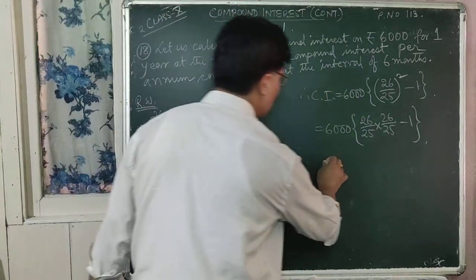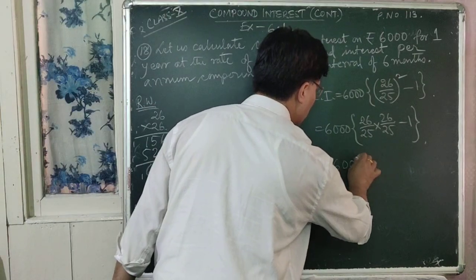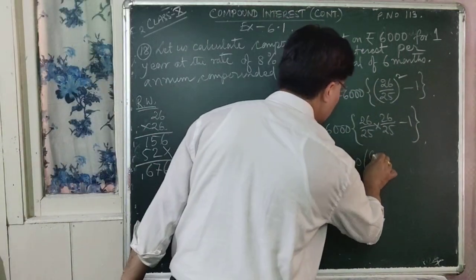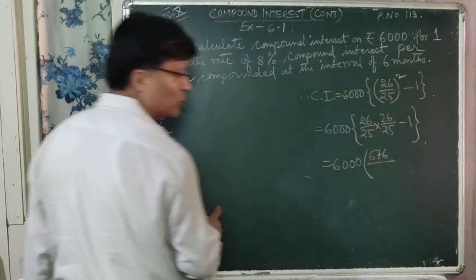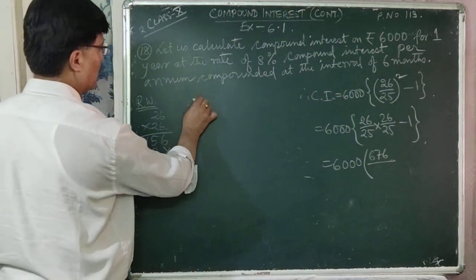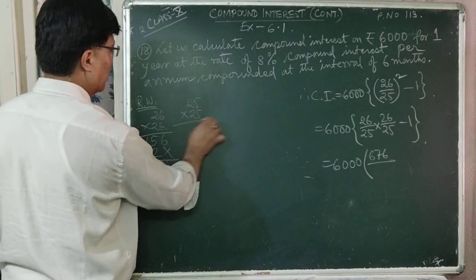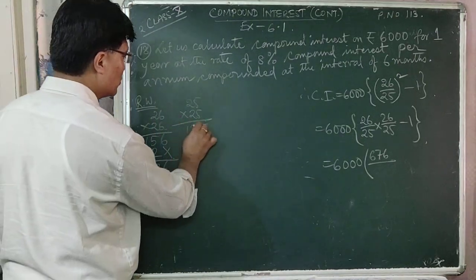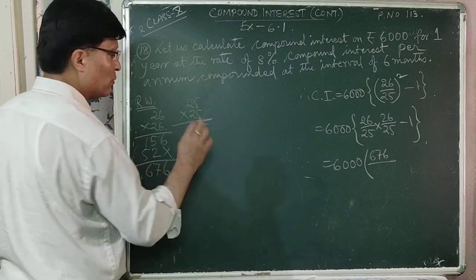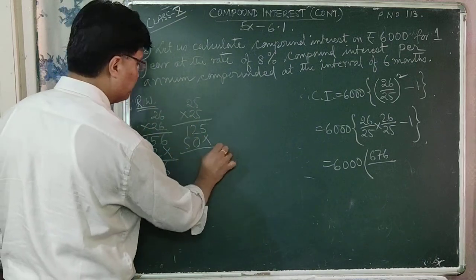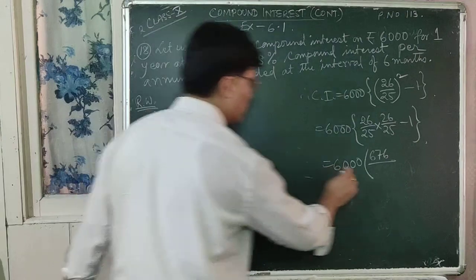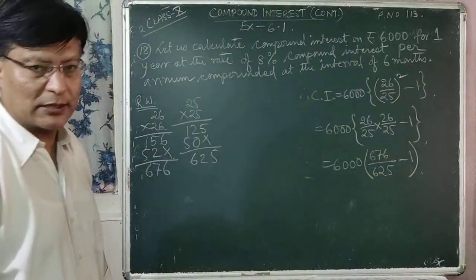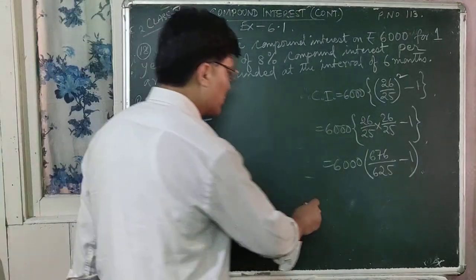So it is equal to 6000 within bracket, 676 divided by, what is 25 into 25? 5 5s are 25. 5 2s are 10 plus 2, 12. 2 5s are 10, 2 2s are 4 plus 1, 5. So it is 625, minus 1. Is it clear to all of you? Now we have to take the LCM.